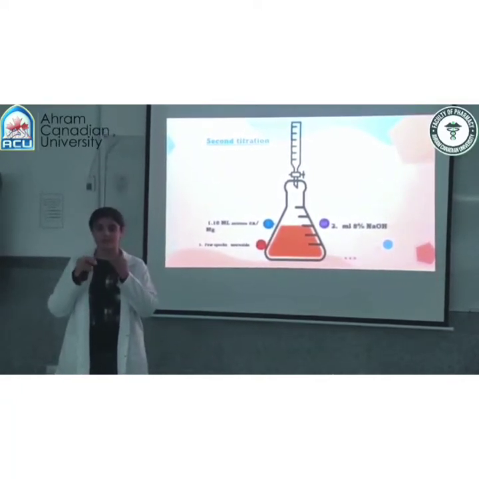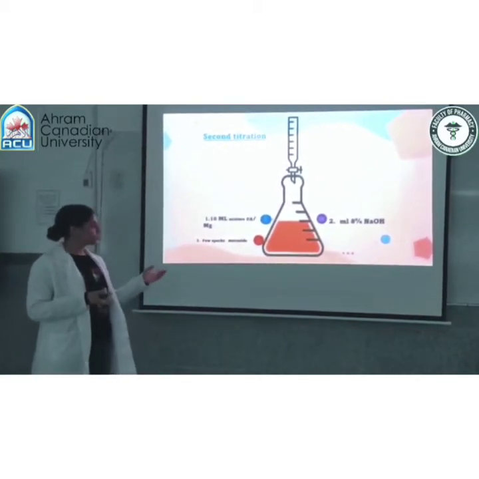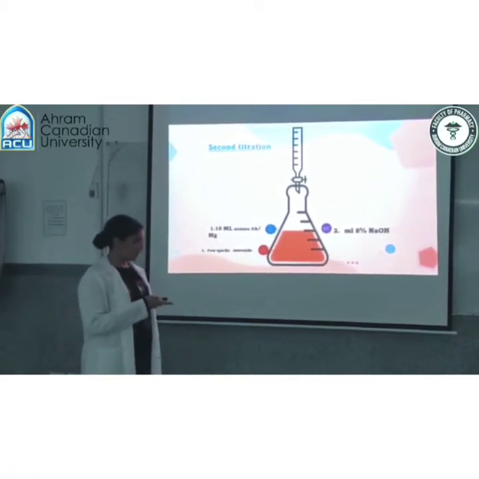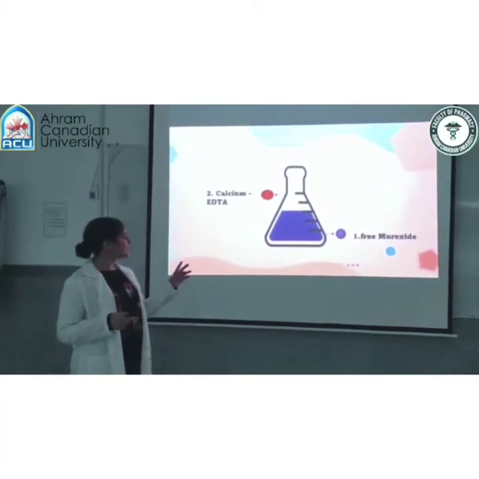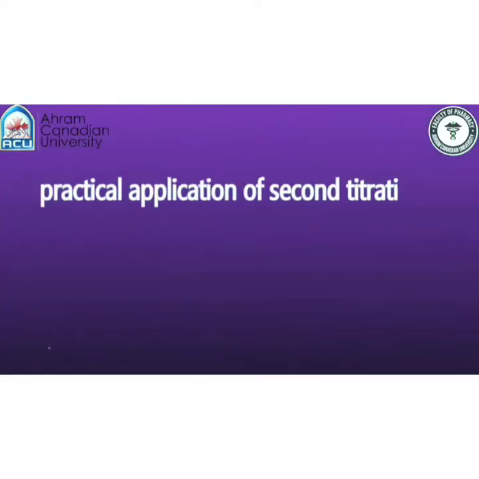Purple. Now, when we see the purple color, we know that we reached the endpoint. Here is the second titration process: the color of the flask before titration, and here after we finish the titration, at the end point, when murexide became in the free state.